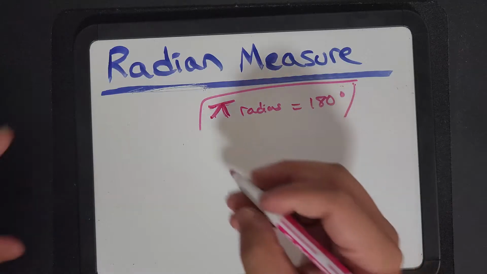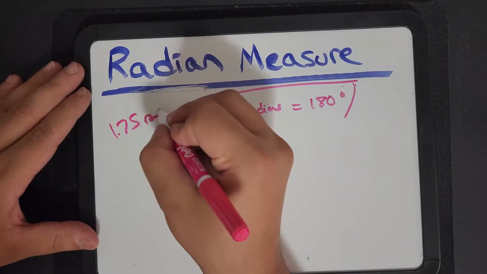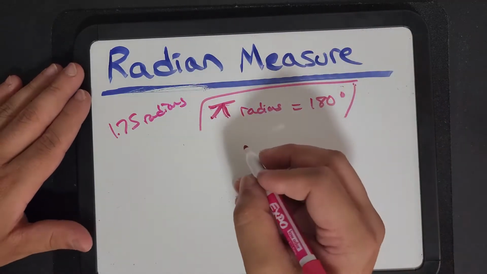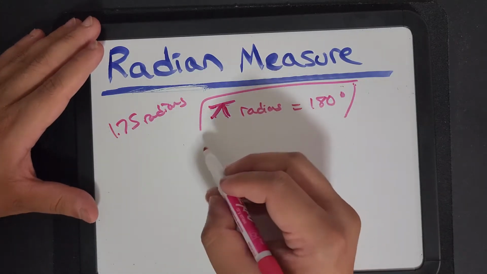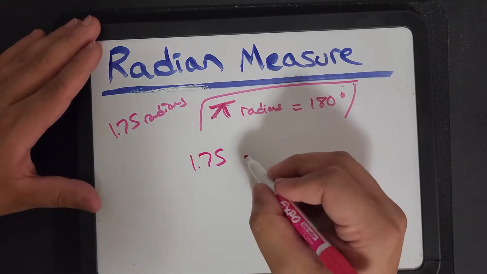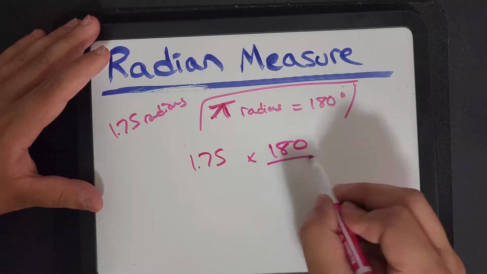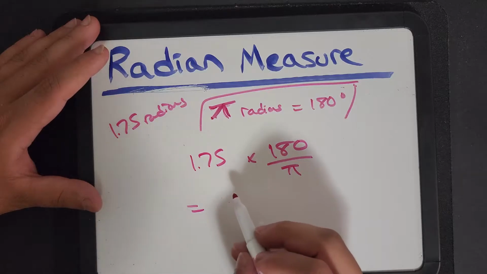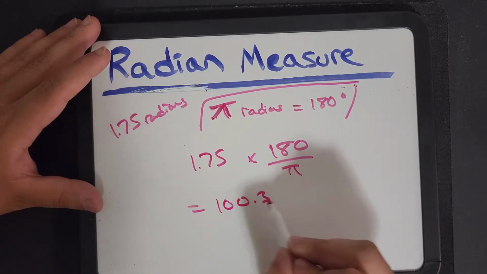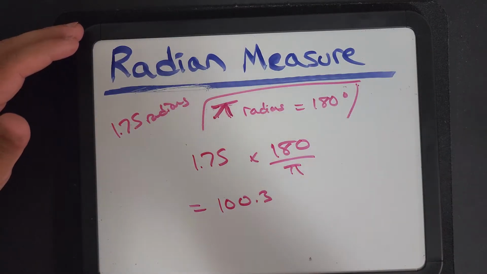Now let me do one more just to make sure. 1.75 radians, and I'm going to take this 1.75 and I want to turn it into degrees, so I'm going to multiply by 180 over pi. So that should give me 100.3. And there you go. Yup, looks about right.